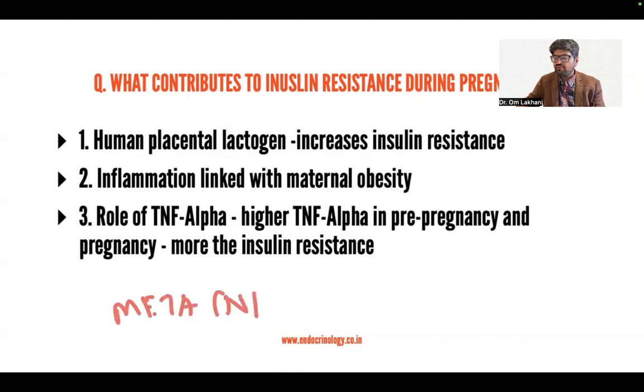There is inflammation involving all the organs of the body, often associated with obesity and ectopic fat. So it could be meta-inflammation because of obesity, which contributes to this. And then perhaps it's the role of TNF alpha. It is found that higher TNF alpha in the pre-pregnancy state is associated with more insulin resistance during pregnancy. So these are all things which contribute to insulin resistance during pregnancy.